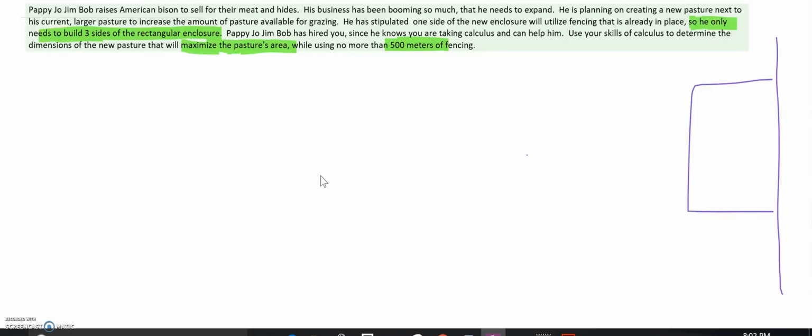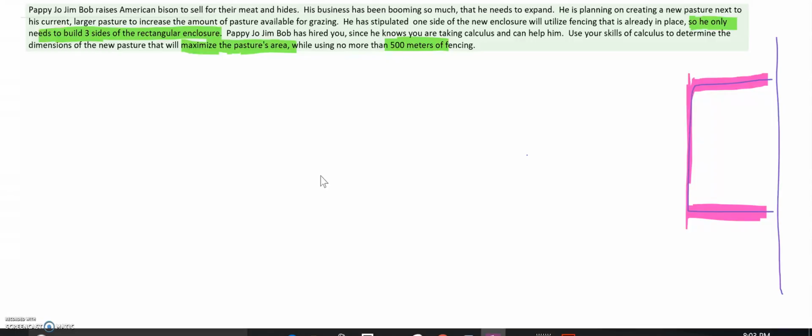Okay, so here is the rectangular enclosure, the new enclosure, and the sides that we are worried about will be this side, and this side. Not the prettiest picture, but hopefully that gives you the idea. So let's get some labeling done.